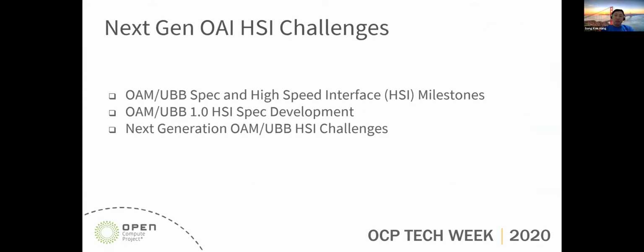I'm going to talk about three topics today. The first part is that I'm going to review what we have done and the milestones that we have reached on the OAI spec in terms of the high-speed interface. The second is what has been done in the OAM UBB 1.0 in terms of the high-speed interface spec development. And lastly, I'm going to talk about the next generation OAM and UBB high-speed interface challenges.